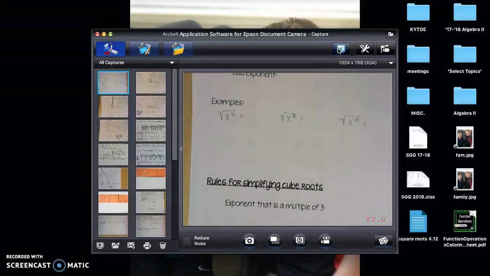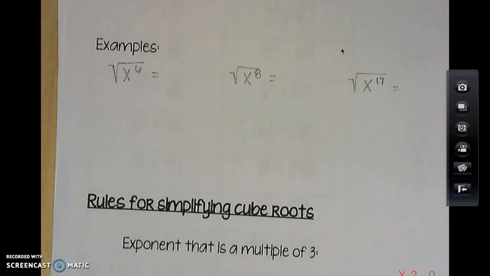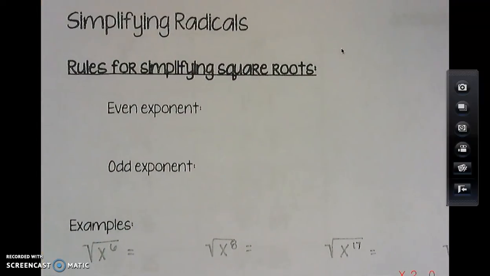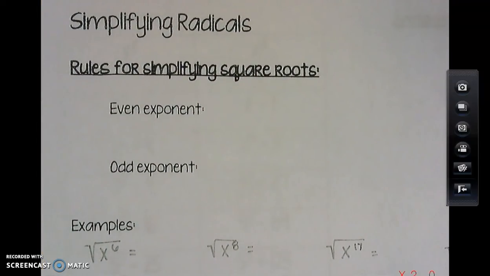All right, good morning, guys. Sorry that I'm not in class for this today, but I'm going to go through the packet that you should have in front of you. So as I'm going through this, you need to be following along as well.